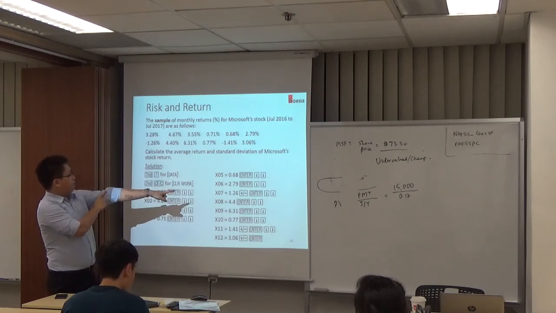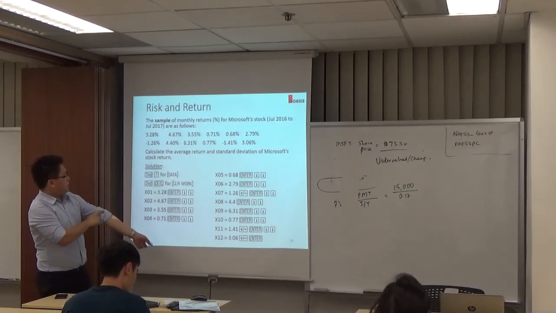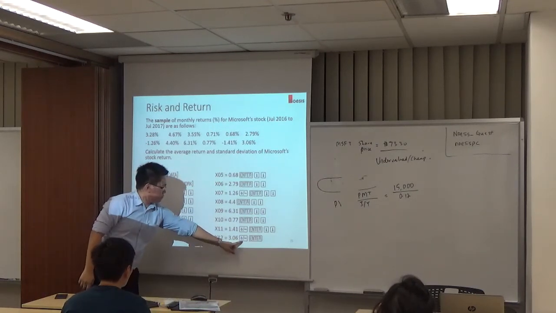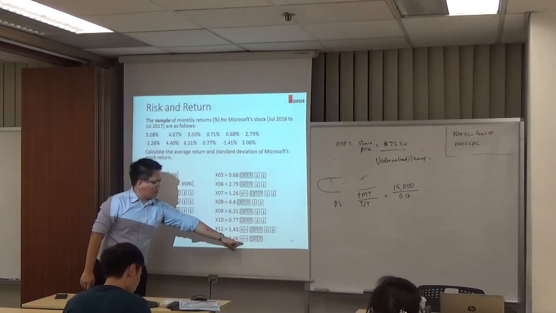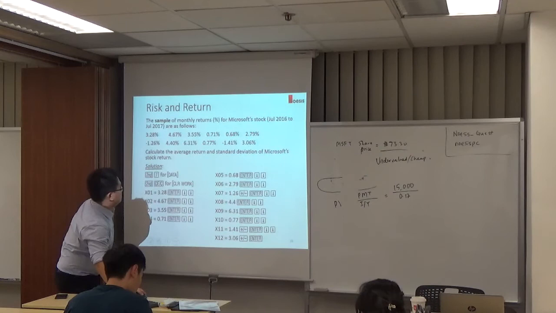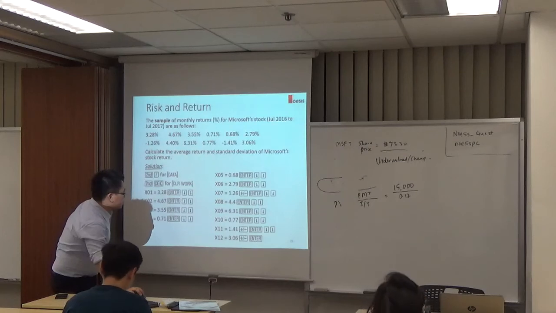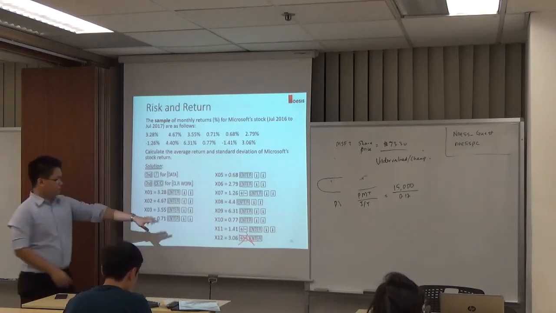Some of them have negative numbers, be careful. Like 1.26 and negative 1.41. Actually this 3.06 shouldn't have a plus minus here, be careful. Minus again. Cancel off. Put an X here. Don't enter that part.